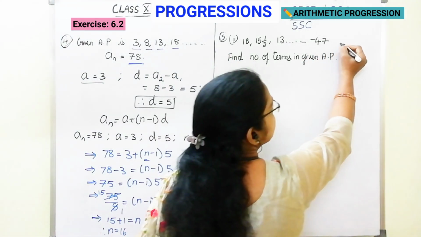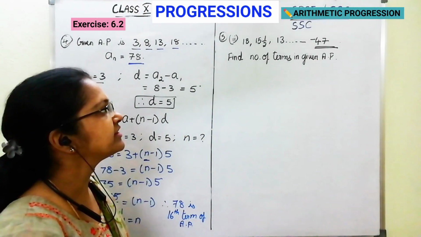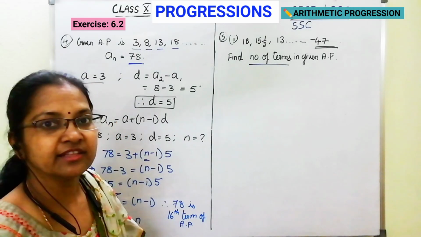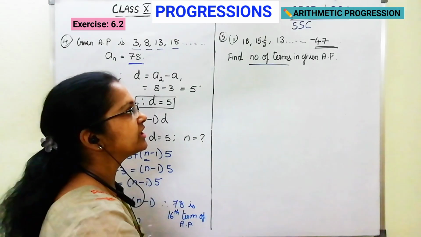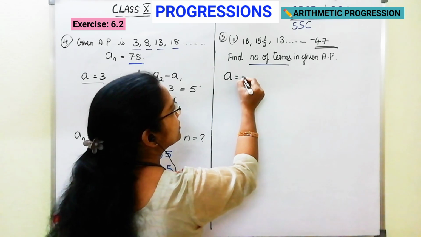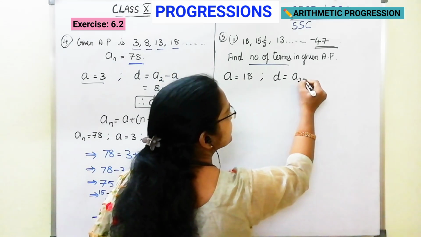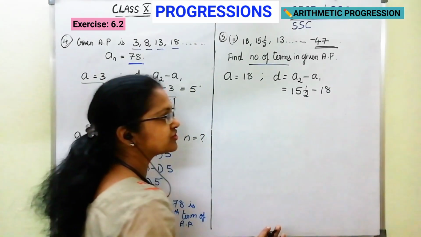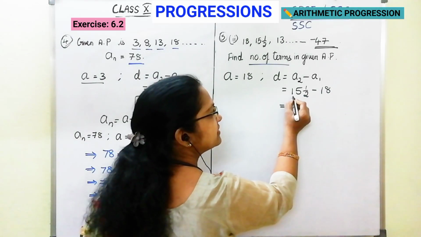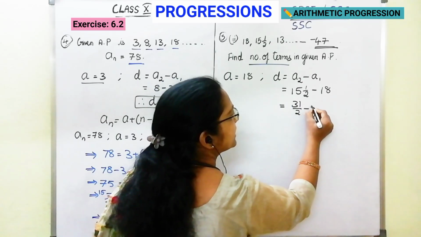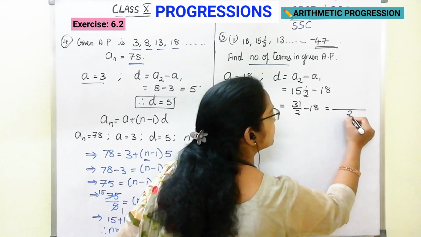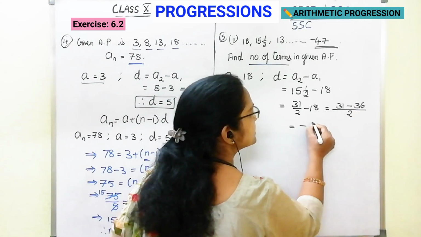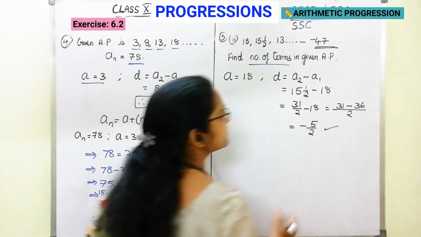Let us see this question. This AP is a finite AP, because it has the last term. Now the question is, how many terms are there in this AP? That means we are going to equate the last term to the nth term. Here A is equal to 18, D is equal to A2 minus A1. A2 means 15 and a half minus A1, which is 18. Whenever fractions are coming, don't get confused. 2 15s are 30, plus 1 is 31 by 2, minus 18. Now take the LCM. 31 minus 18 times 2, which is 36. So minus 5 by 2. Therefore this becomes our D value.